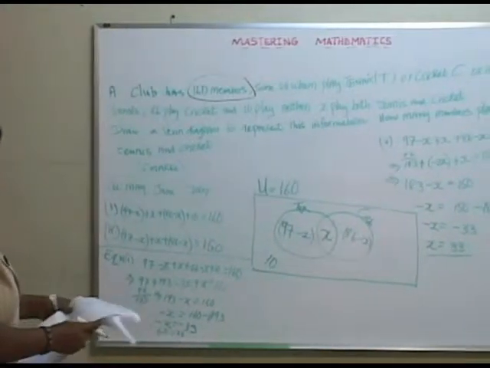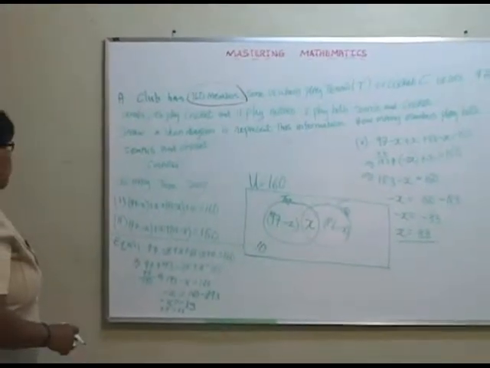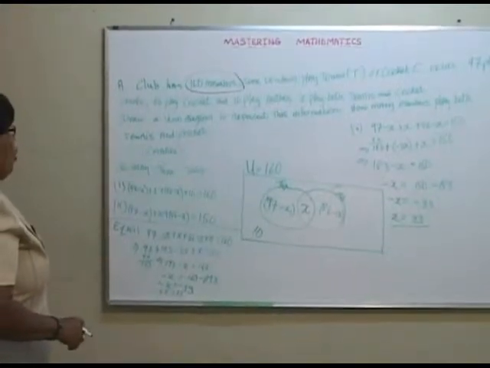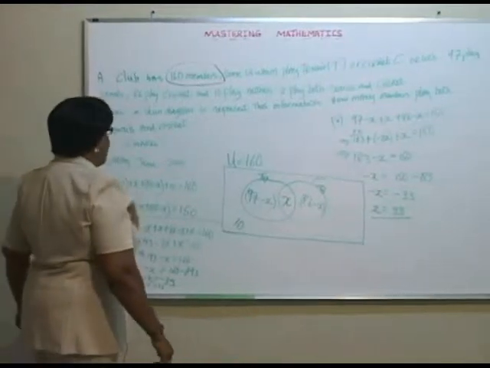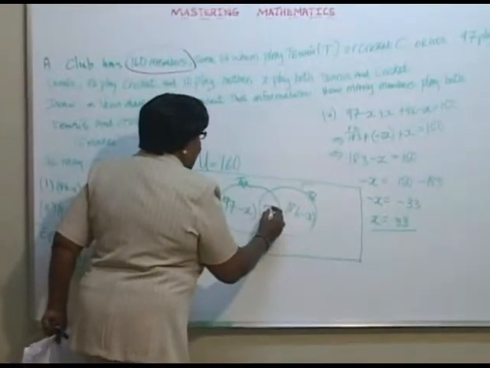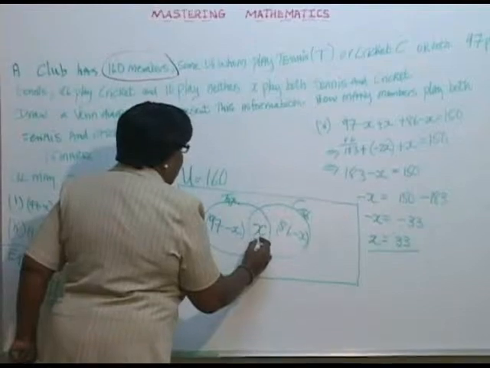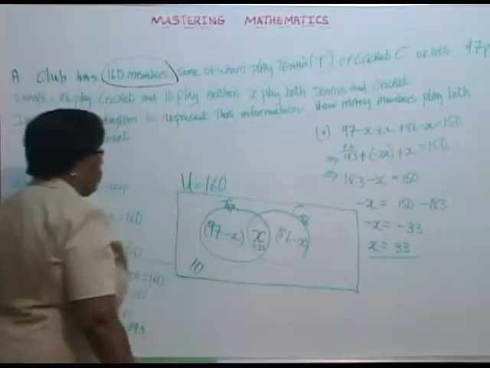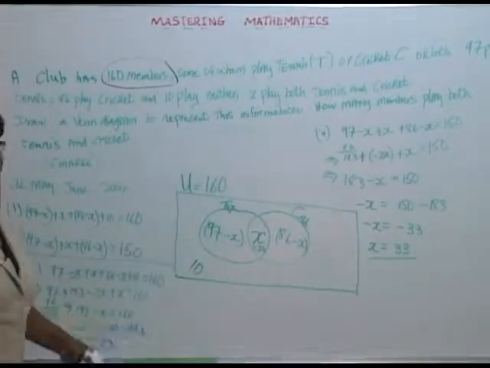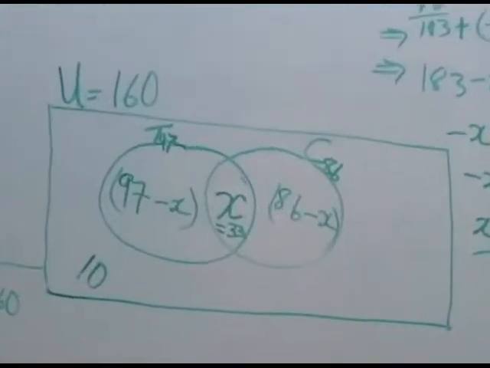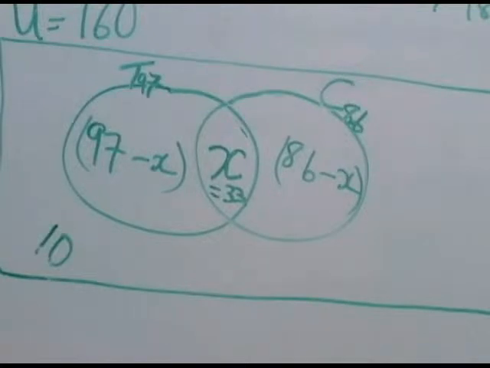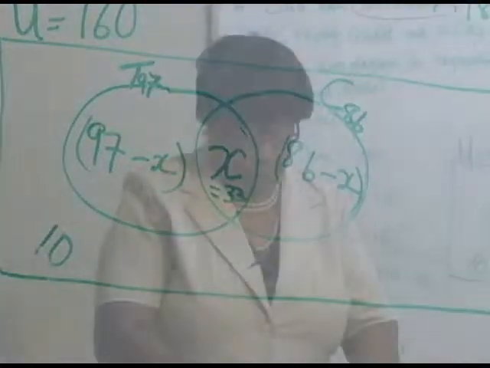Now, the question had asked, draw a Venn diagram to represent this information. How many members play both tennis and cricket? So where is tennis and cricket? And it is our x. And what did we say x was equal to? 33, okay? Nobody has asked us for anything else. The only answer they have asked us to find is how many members play both tennis and cricket, and we leave our answer at that and we move on, okay? And that is it. So that was the first question.